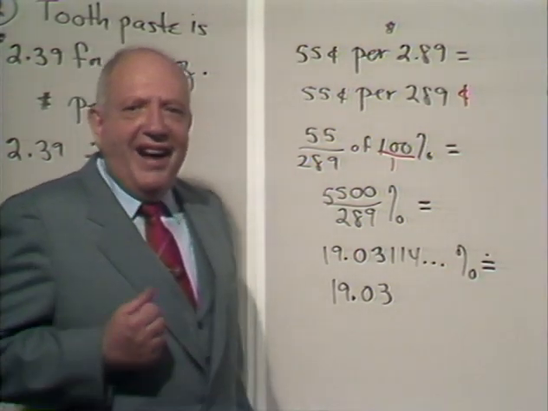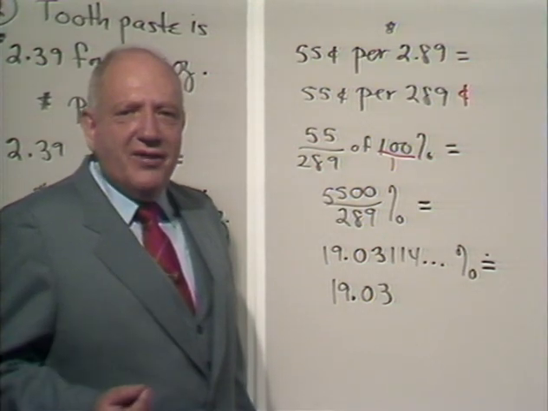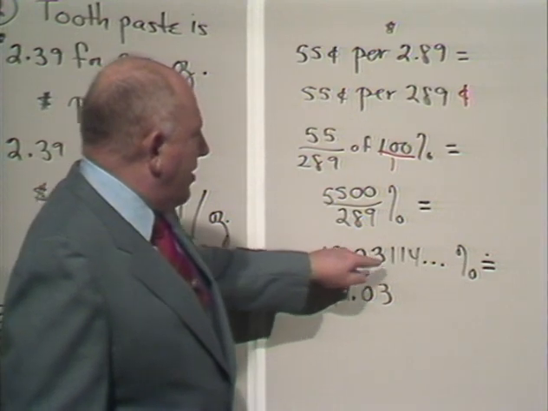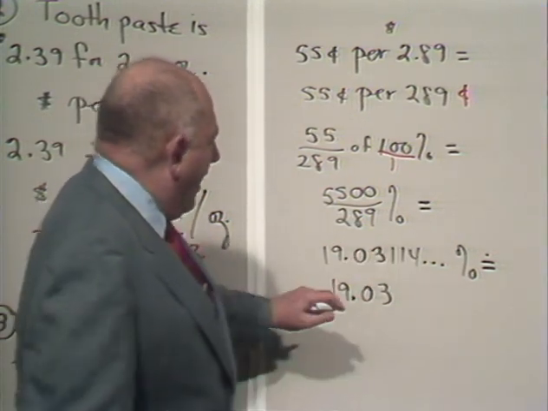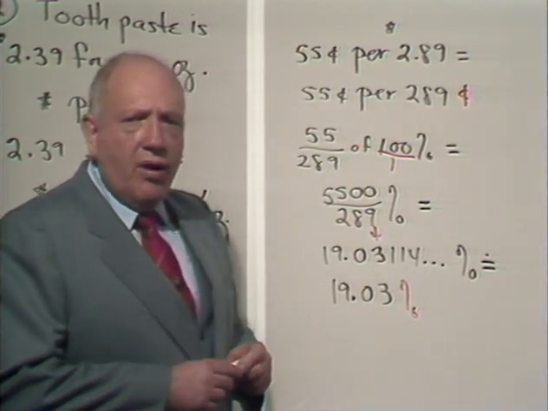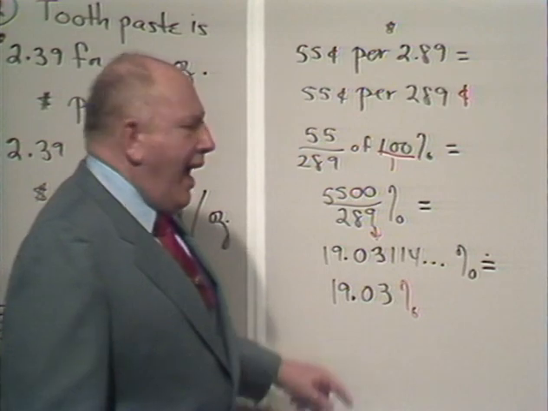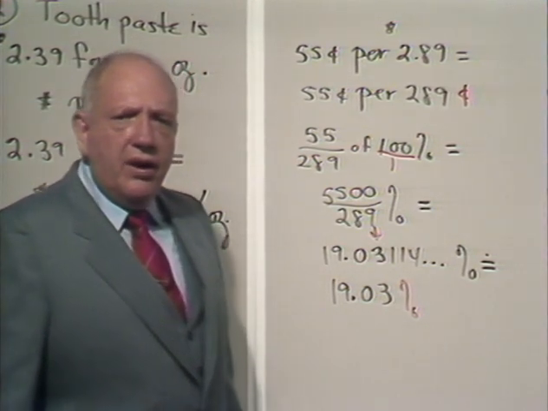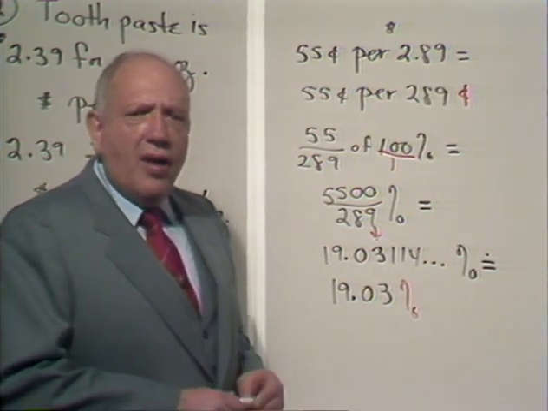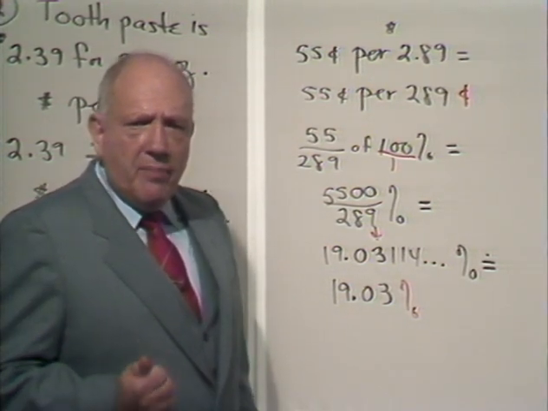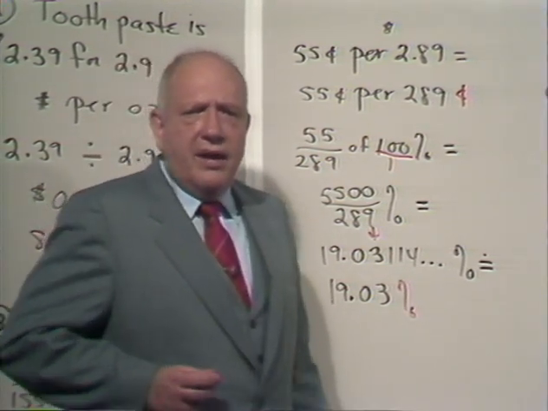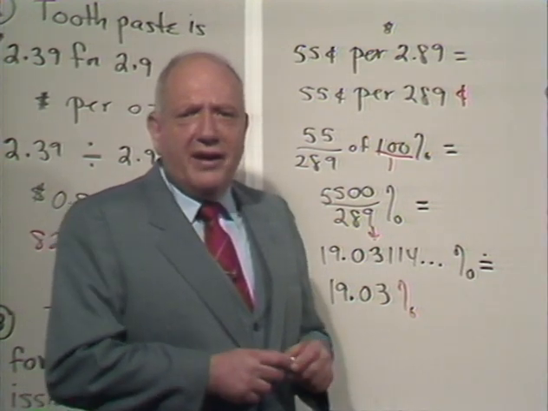I take my calculator, I enter 5,500, I press the division sign, I enter 289, hit the equal sign, I get 19.03114, etc. And rounding that off to the nearest hundredth, I see I get 19.03%. Roughly speaking, I'm getting 19% of whatever the sale price is of the ticket. It's up to me to decide whether that's a good return or a bad return, but that's the percent I'm making on each ticket. Now we come to something fairly realistic, and that's, well, I hope it's realistic. It's called getting a raise.